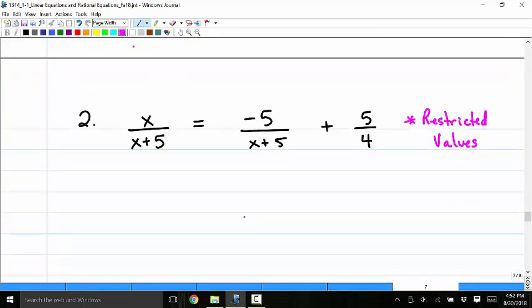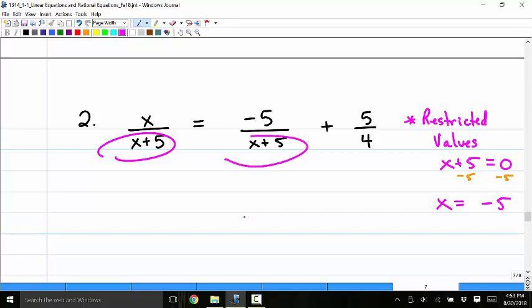Number 2. What are my restricted values? When will that denominator equal 0? When is x plus 5 equal to 0? Well, that's when x equals negative 5. x equals negative 5 is a restricted value. What about this denominator? Same thing. What about that denominator? Do we have to worry about it? And the answer is no. 4 will never equal 0, so our only restricted value in this problem is x equals negative 5.